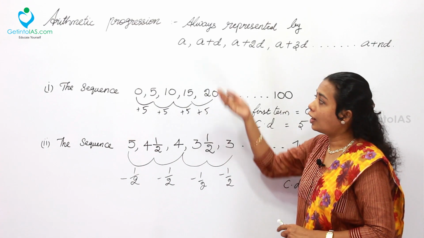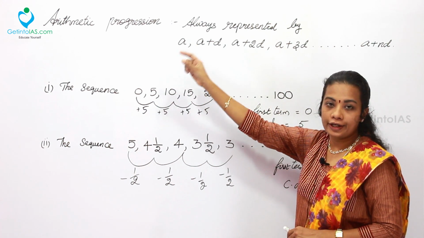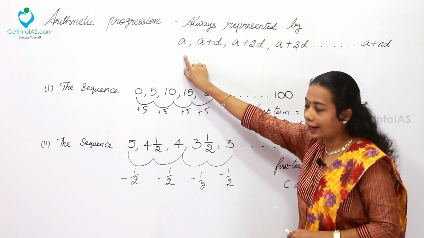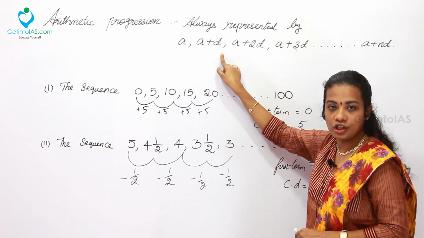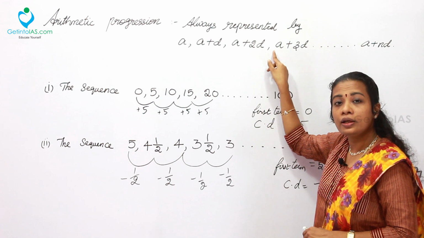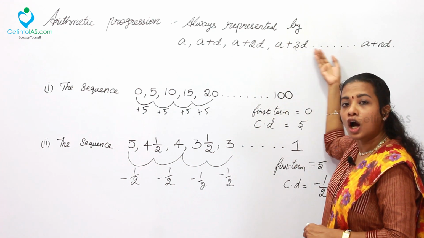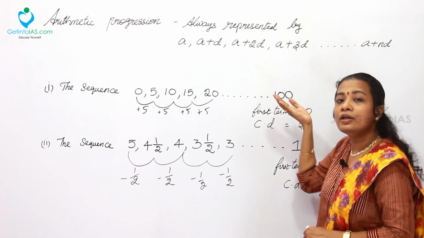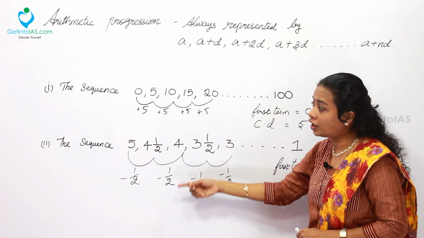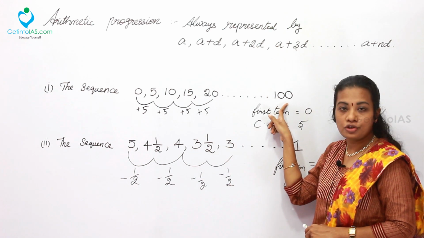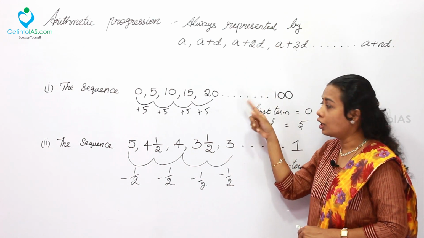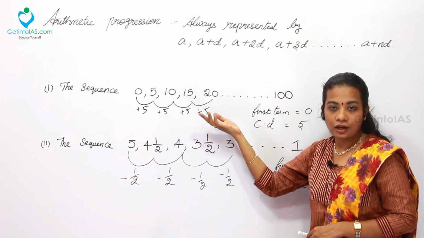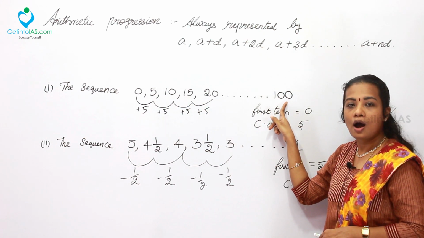The next concept is the pattern of the AP or arithmetic progression. It is always represented by A, that is the first term, A plus D, A plus 2D, then A plus 3D, A plus 4D up to A plus ND, where N is the number of terms. Now I have changed the example with a last term. First it was not presented. Now I have given it and changed the question like this. So 0, 5, 10 is the starting pattern of the series, and it would end with 100.